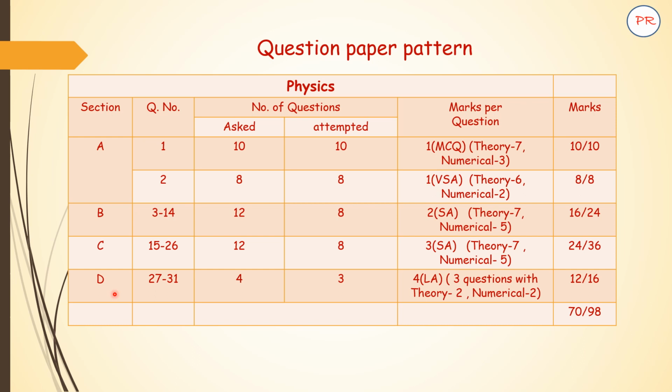Whereas section D, 27 to 31, there are 4 questions over here, out of which you have to solve 3 questions. They are long answer questions, meaning they include some derivation, etc. Each question will be for 4 marks. Here the 3 questions consist of 2 marks theory and 2 marks numerical. So the total question paper will be for 70 marks, and with options it will be for 98 marks.